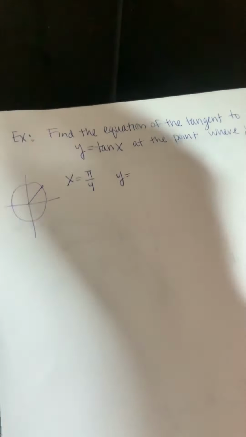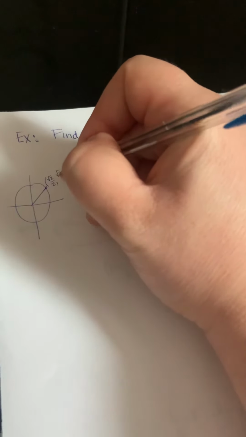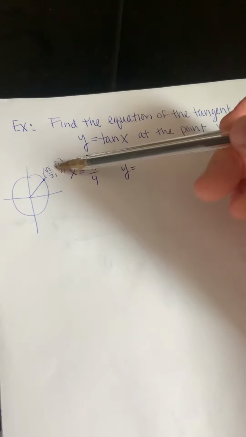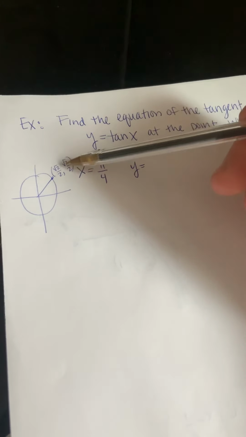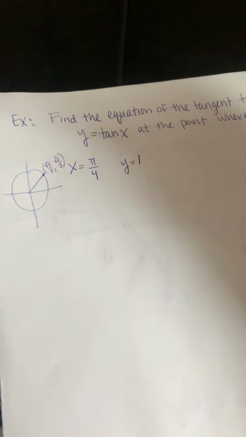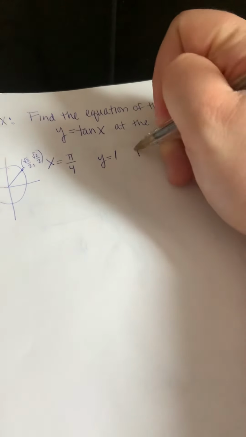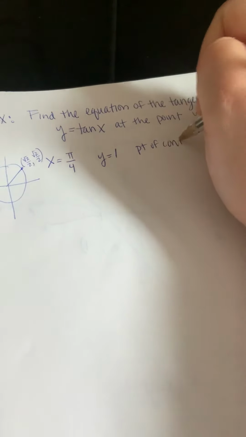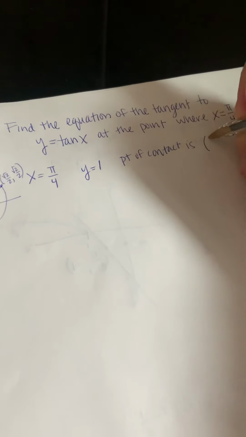If we're going to draw a unit circle real quick, this is a 45-degree angle, and at this point you have square root of 2 over 2, comma, square root of 2 over 2, and you know the tangent is y over x, or sine over cosine. So it's this over this, which is the same thing. So the tangent is going to be 1 at pi over 4. So the point of contact is pi over 4, comma 1.